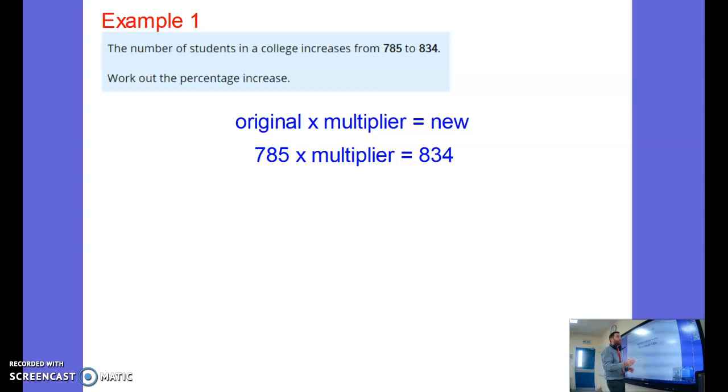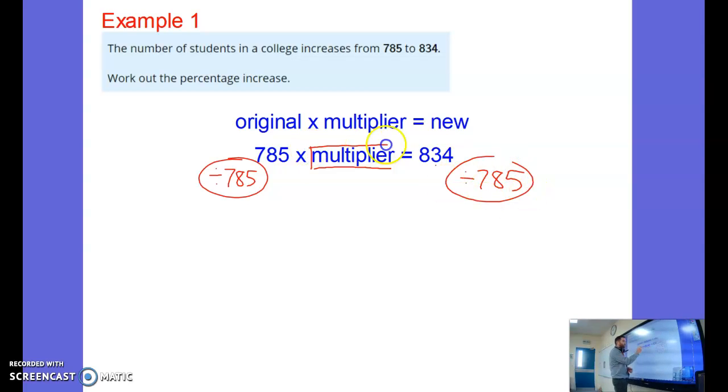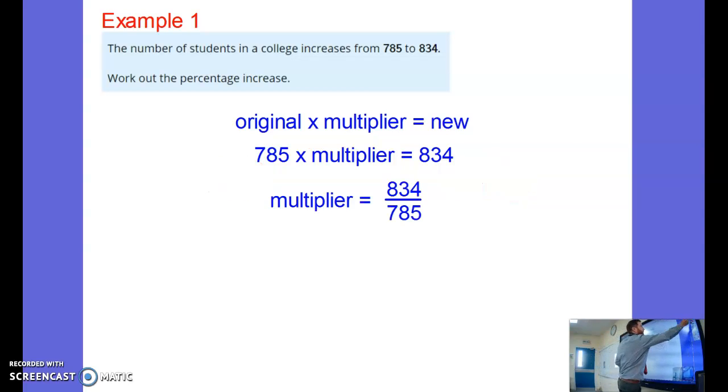Now hopefully you are confident with manipulating this formula, and if 785 times something equals 834, then to work backwards from that, I'm going to divide by the 785. Divide by 785 to work out the multiplier. That's the bit we're trying to work out. So when I divide by 785, I'm going to find the multiplier.